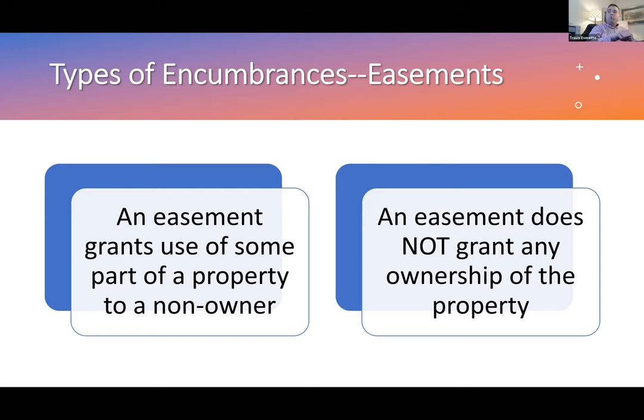Which lot wants this easement? Which lot needs this easement to be created? 127. Which one is going to be taken advantage of in the creation of this easement? 145. Which lot becomes more valuable because the easement has been created? 127. Which lot becomes less valuable in the future? 145. Which one is going to be dominant in the future? 127. Which one is going to be servient? 145. There you go. That's what you need to be able to do.